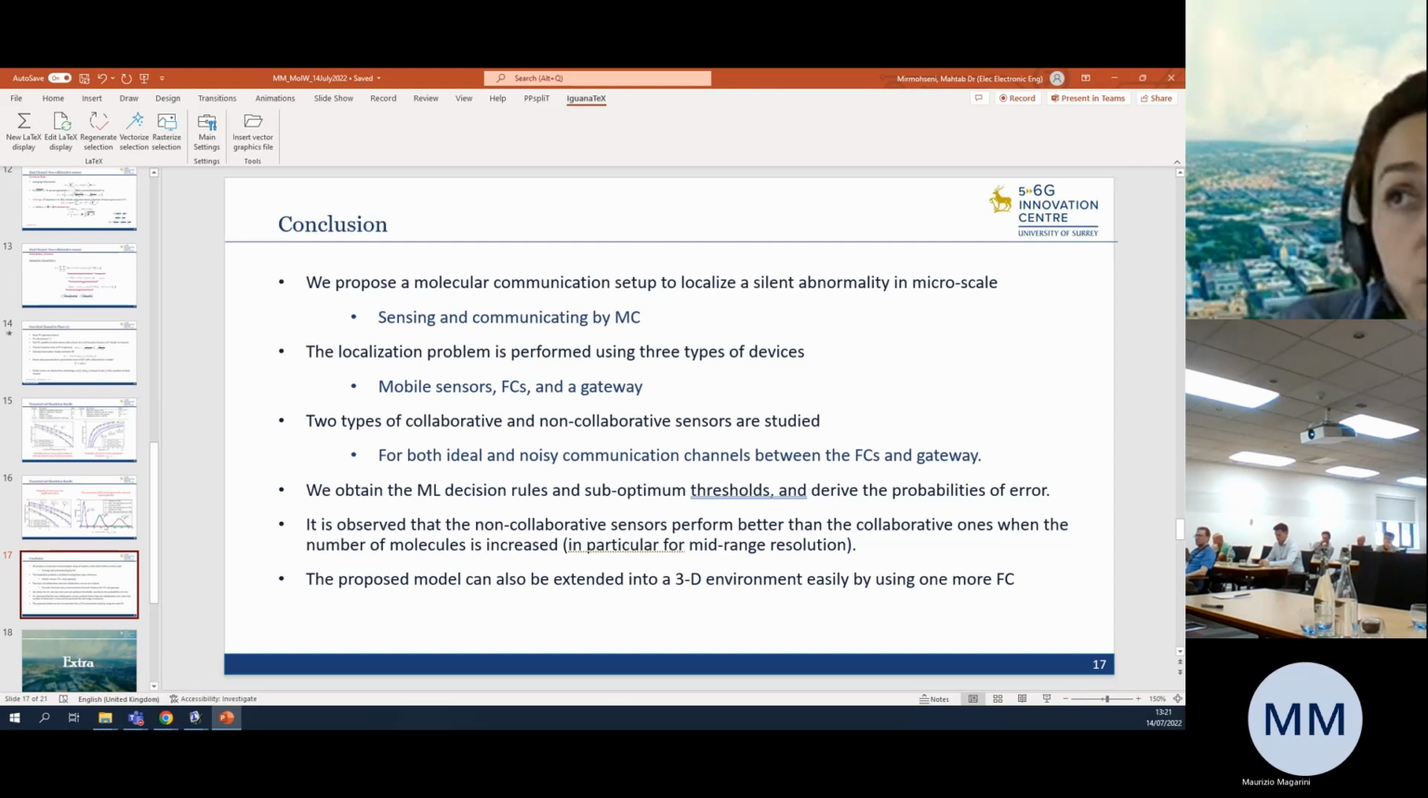Also, if we want to consider the reaction between the released molecules by the sensors, I think you mean this, in that case we have to solve reaction diffusion type of equations, and I think in this case they do not have a general solution, but with some assumptions, I think it's doable.